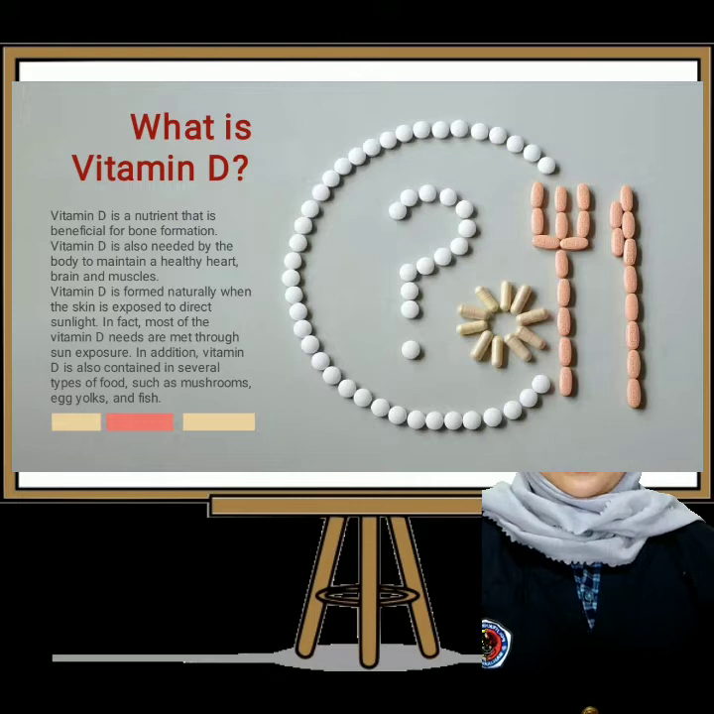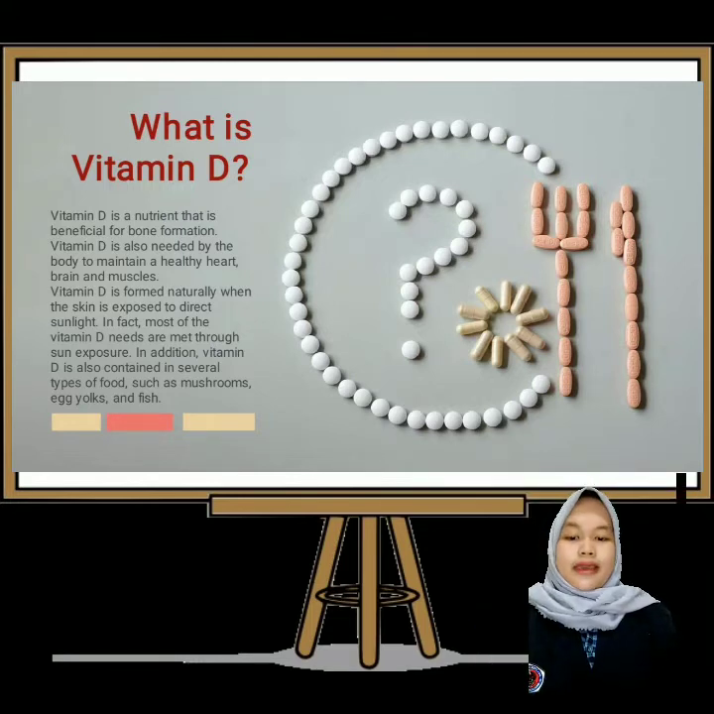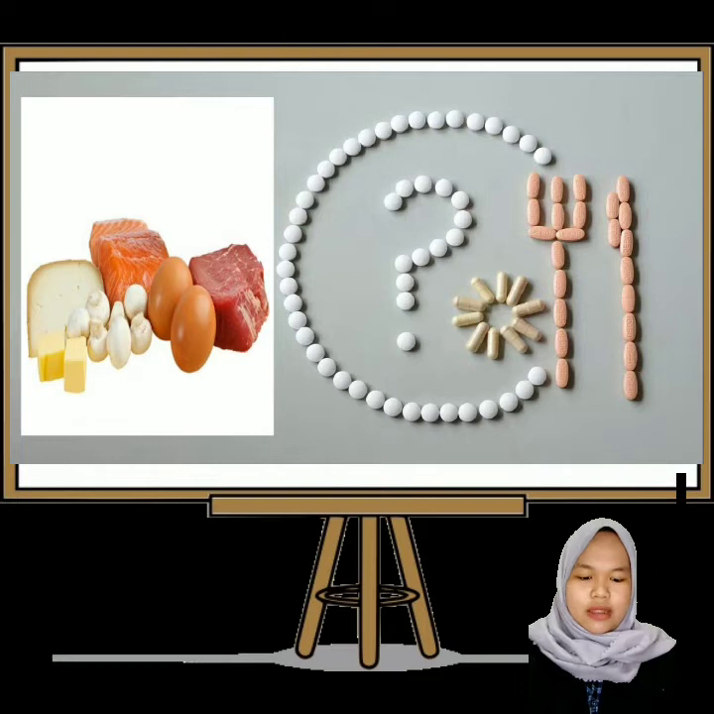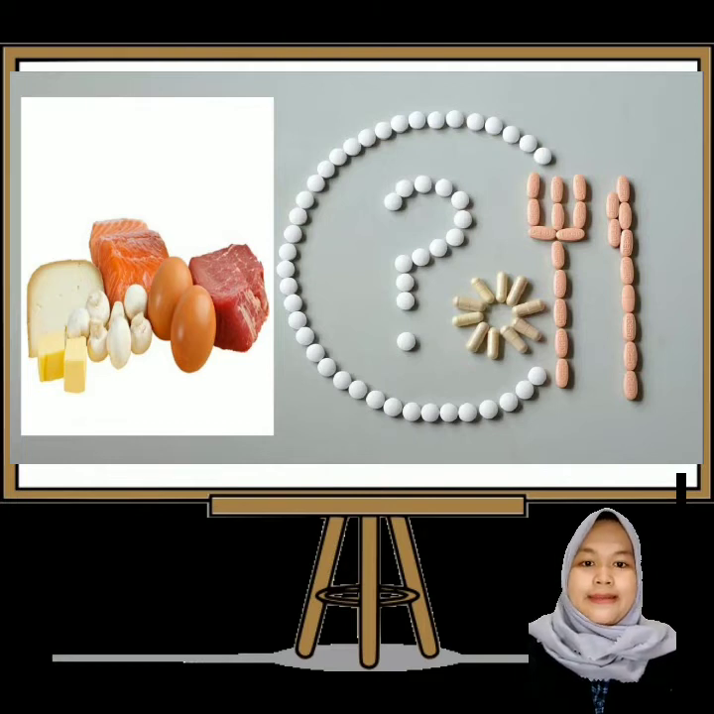Vitamin D is formed naturally when the skin is exposed to direct sunlight. In fact, most of the vitamin D needs are met through sun exposure. In addition, vitamin D is also contained in several types of food such as mushrooms, egg yolks, and peas. This is an example of foods that contain vitamin D.